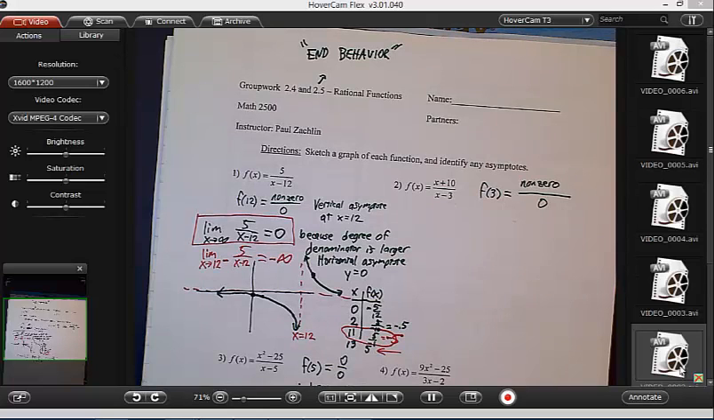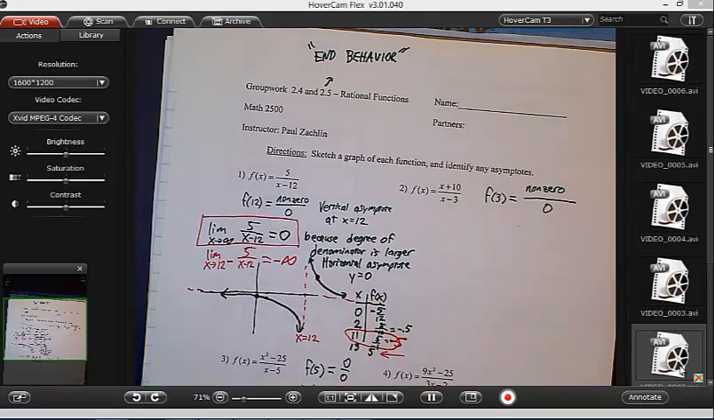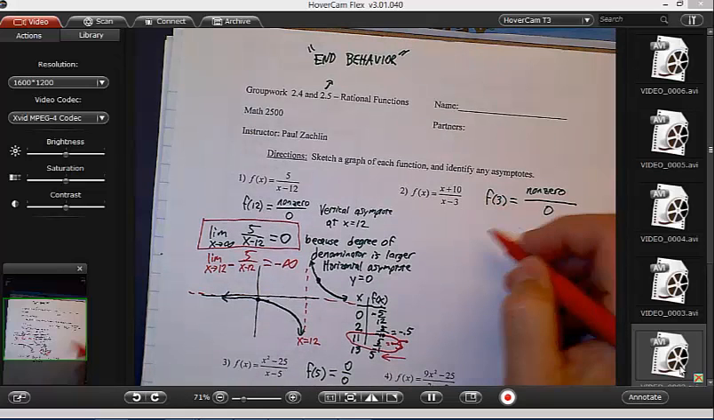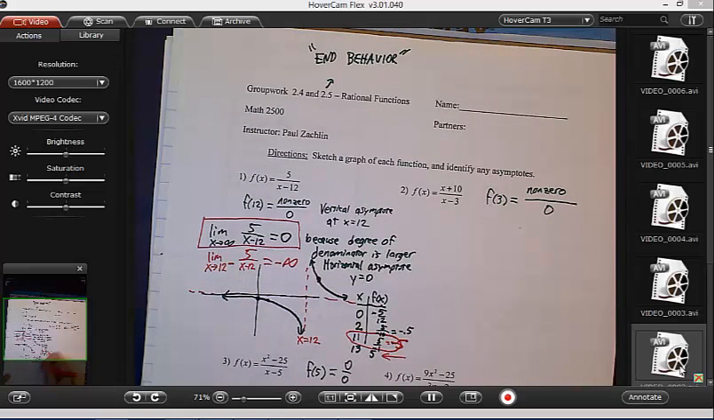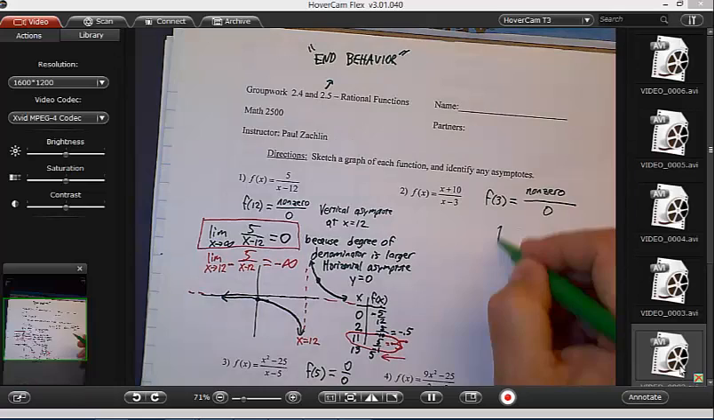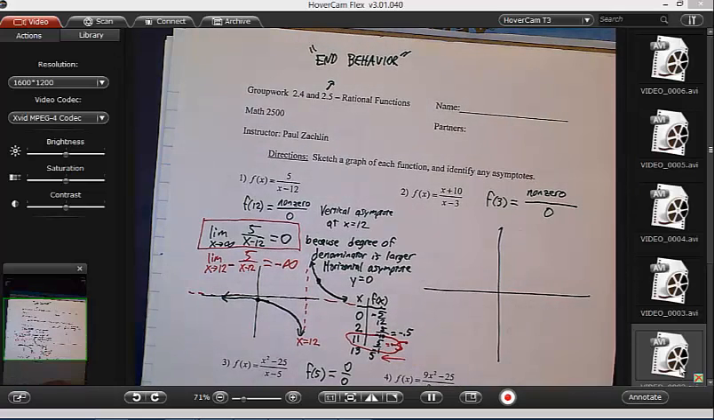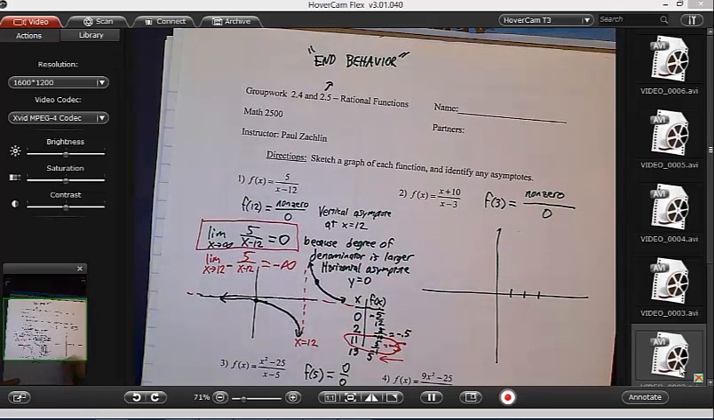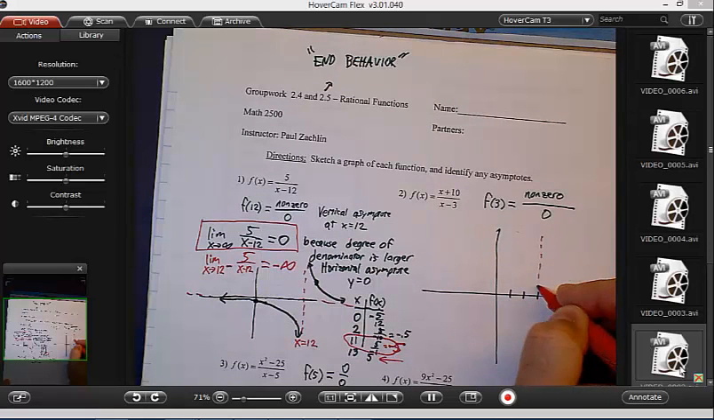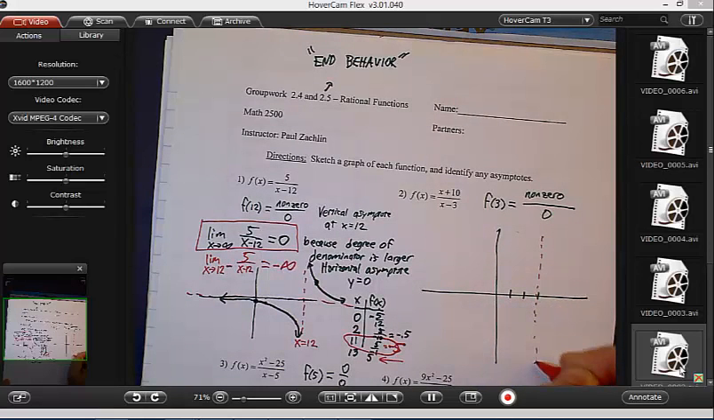Okay. All right, number 2. So f of 3 is non-zero over 0. So we have a vertical asymptote where? Yep, x equals 3. So let me go over to 3 and draw my vertical asymptote. Does this function have any horizontal asymptotes? It does. Do you know where they are?